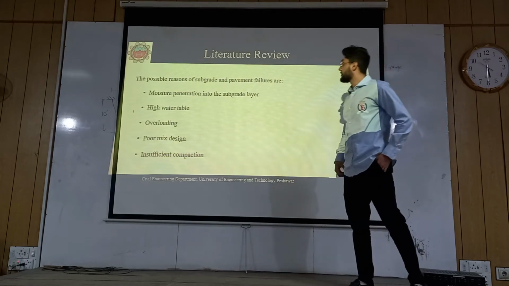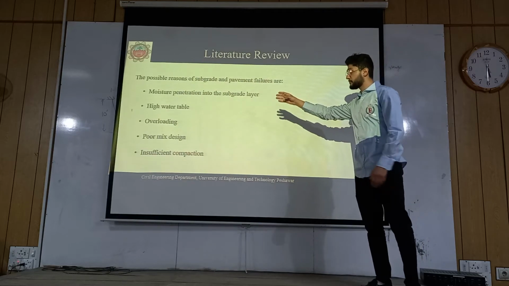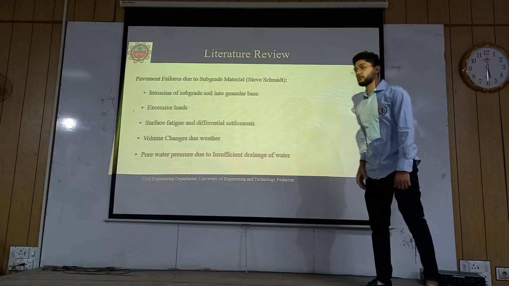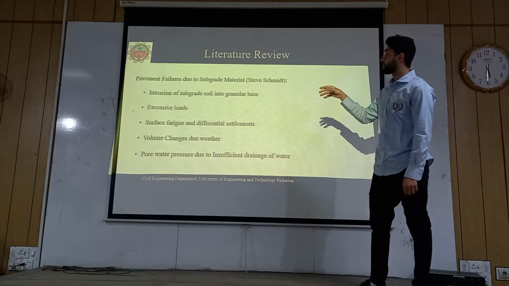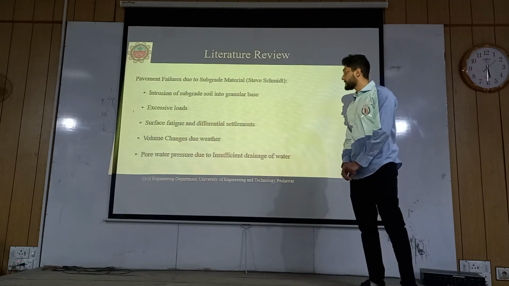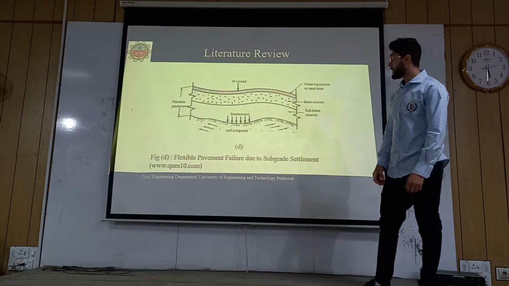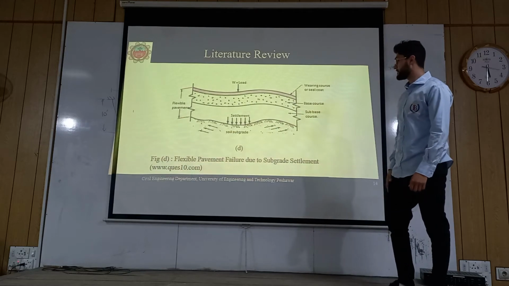So now for the possible reasons of subgrade and pavement failure. We have moisture infiltration, high water table, overloading, poor mix design, and insufficient compaction. These are the reasons for failures. The failures are also due to the subgrade materials: intrusion of subgrade soil into the granular base, excessive loading, surface infiltration, and volume change. And here we can see a flexible pavement failure due to subgrade settlement.